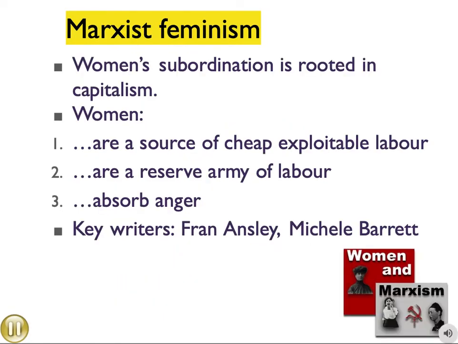Marxist feminists dismiss the liberal feminist view that women's subordination is merely the product of stereotyping or outdated attitudes. They also reject the radical feminist view that it is the result of patriarchal oppression by men. Instead, as Marxists, they see women's subordination as rooted in capitalism. Although individual men may benefit from women's subordination, the main beneficiary is capitalism.